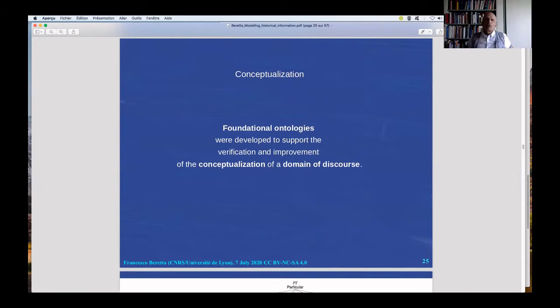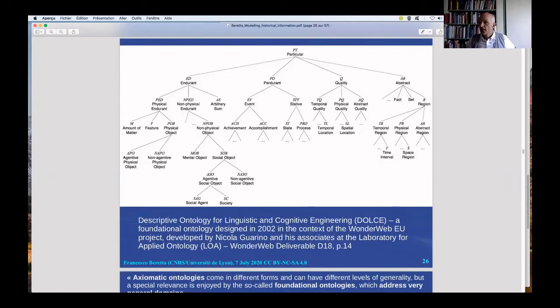Okay, now from formalization to conceptualization. And here we can take the help of foundational ontologies. Foundational ontologies were developed to help us conceptualize what we are speaking about, history in our case. This is one of them, and I'll take two, because there are three, but two of them come from this WonderWeb project. If you're interested, you can go have a look and discover more.